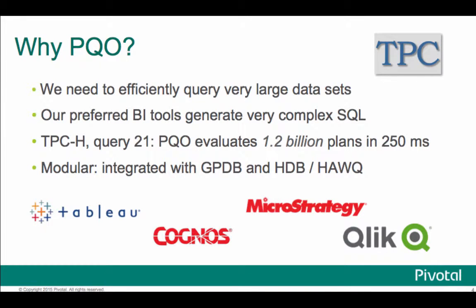We are in an era where the amount of data available to us is growing at a fast pace. Yet we need to derive insight from this data using patterns we've grown familiar with. SQL is key here. We know SQL. The BI tools that we've grown accustomed to generate SQL, and it's typically very complex SQL. We need to optimize these queries to run efficiently across vast collections of data. So this is why we have the Pivotal Query Optimizer.